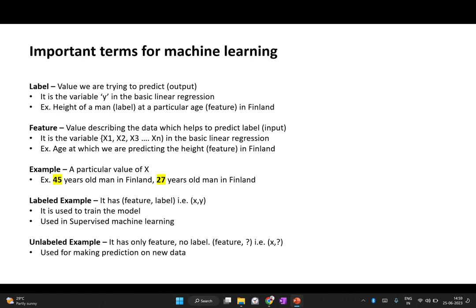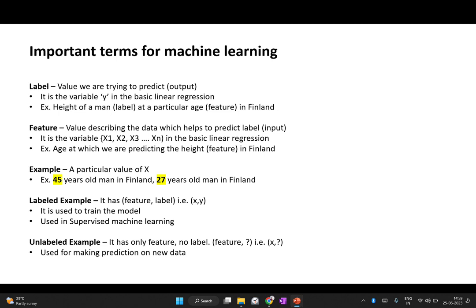And now let's talk about feature. A feature is a value describing the data which helps to predict the label. So in our previous example, the label was height, and if we talk about the age, that will be our feature. So it is the X in our basic linear regression. Again, I've talked about X1, X2, X3 till Xn because we're not only talking about a single value against a single output. It has to be multiple so that it is acting as a machine learning model for us to give a lot of data to learn. Now here the example would be the age. So age will be the feature here.